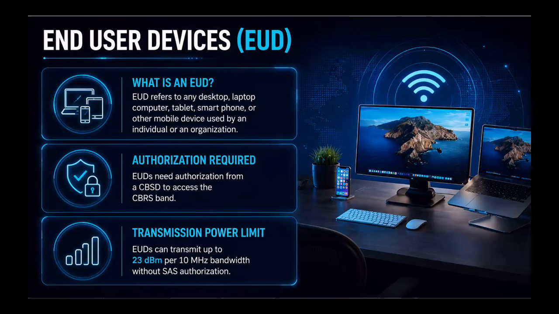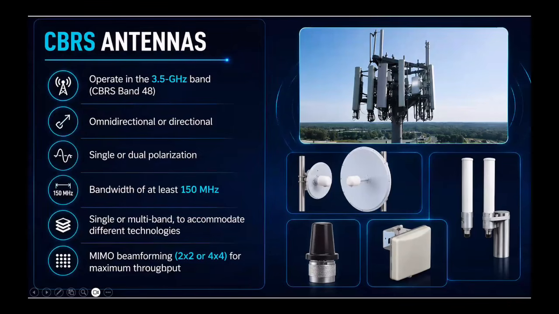So the communication flow is EUD connected to CBSD, and if there are not many CBSDs, CBSD is connected to the SAS. Then we have CBRS antennas. Just like any wireless network, antennas are used to transmit and receive radio signals between the CBSD and the end users. CBRS antennas operate in the 3.5 gigahertz band, also known as B48 or N48.